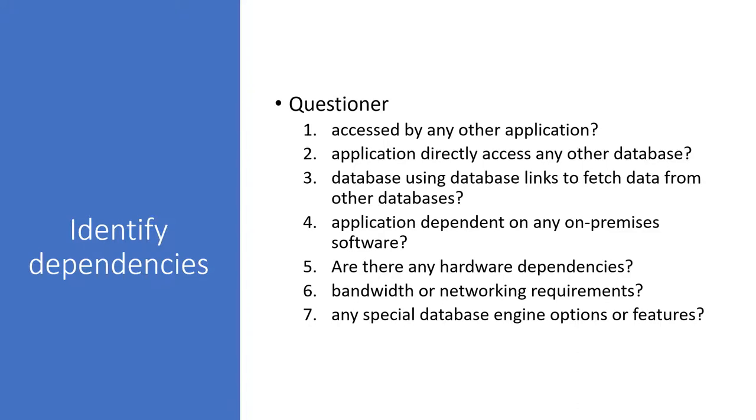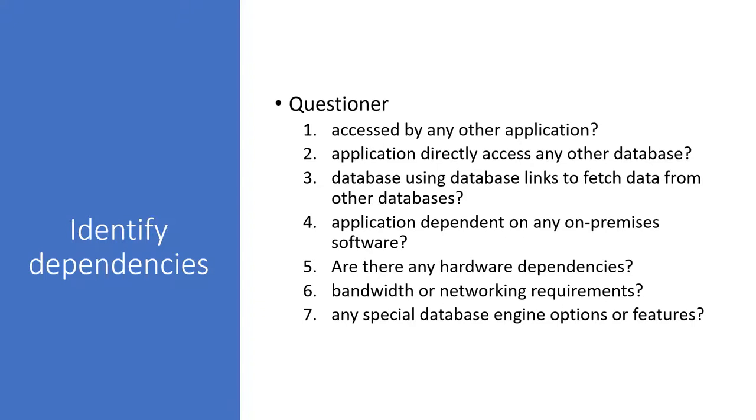Is your application accessing your database directly? Are you going to use a database link to fetch the data from some other databases as well? Let's say you moved one database to the cloud and there is another database on premises. Have you done the proper POC wherein the data is coming from several databases using the DB link? Do we have any application dependency on on-premises software? You need to check that.